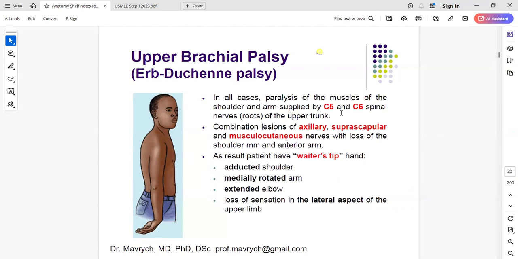So in Erb's palsy, there's paralysis of the muscles, and obviously C5, C6 is involved. Combination lesions of axillary, suprascapular, musculocutaneous nerve. The patient would present with something called waiter's tip hand. Now, if you guys again brainstorm and you see the tip hand, now how is it, right? Just make this picture in your head. You guys don't even have to read these points. You would just automatically say that the hand would be adducted, right?